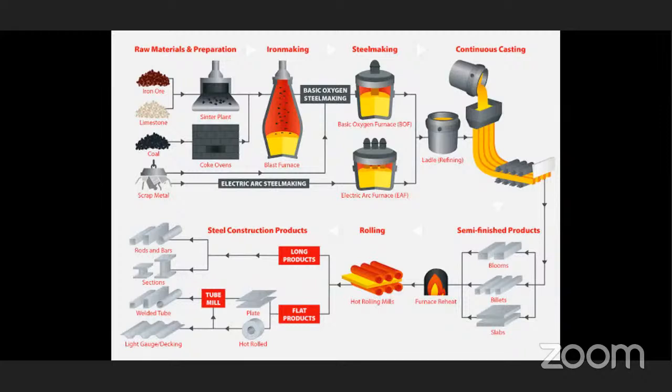Here there are three steps involved. The first one is the removal of undesirable impurities. The next one is correcting the carbon content to the specified value. The third one is the addition, if required, of alloying elements. So these are the main principles of steel making.